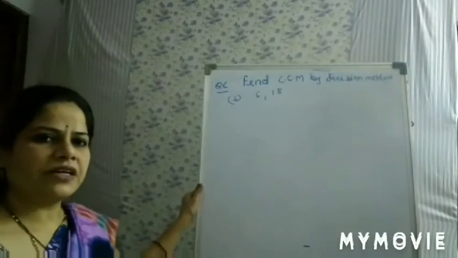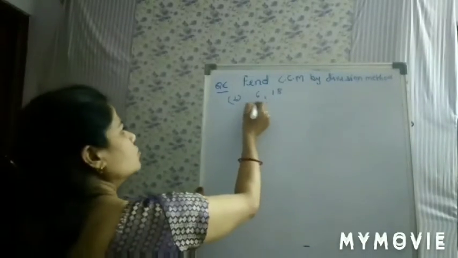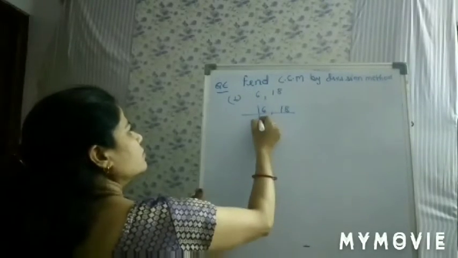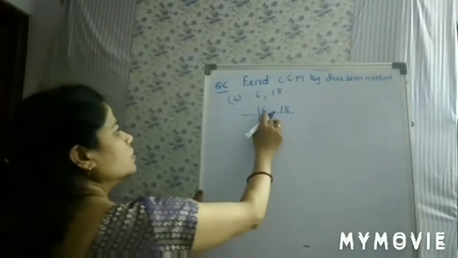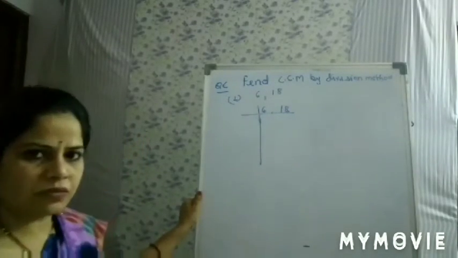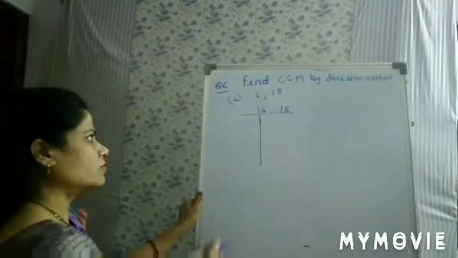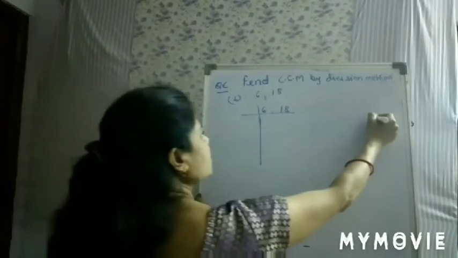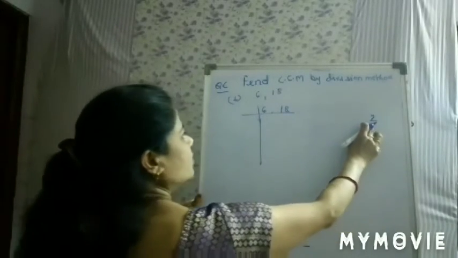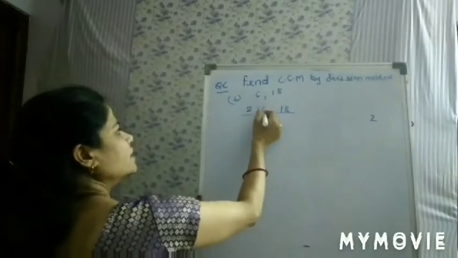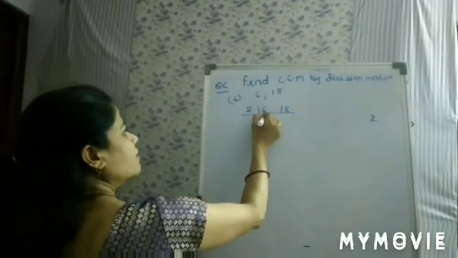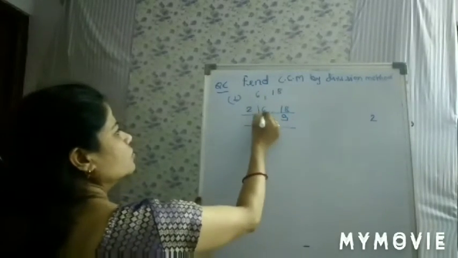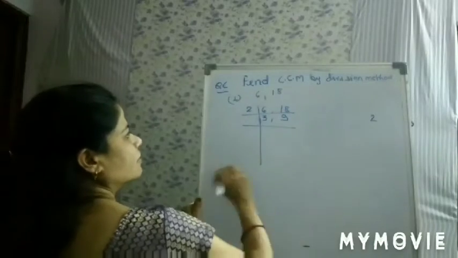Question number C is find LCM by division method. So you have to make this sign for this method and write both the numbers. Now you have to divide these numbers by the lowest common prime number. Since 6 and 18 both are even numbers, the lowest common prime number will be 2. So you have to divide 6 and 18 by 2 and write the quotient downside. 2 3s are 6 and 2 9s are 18.